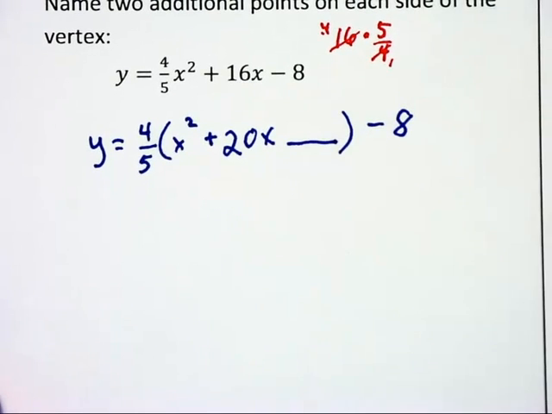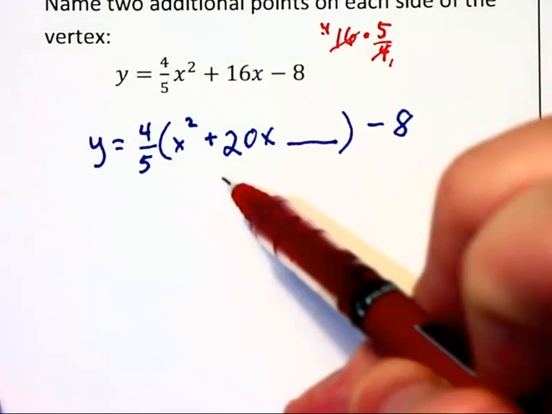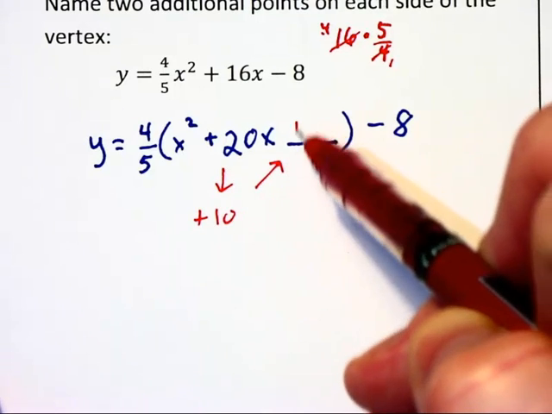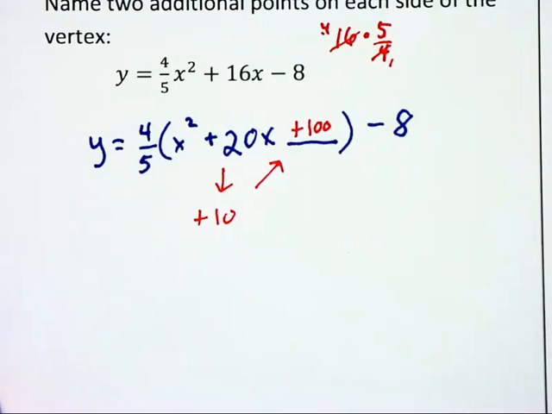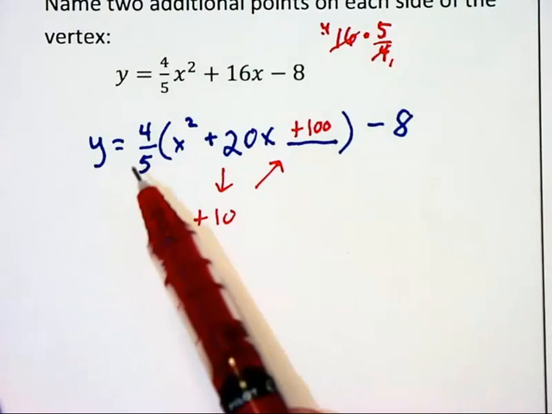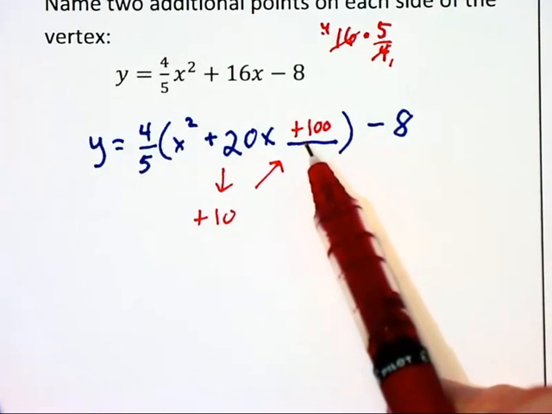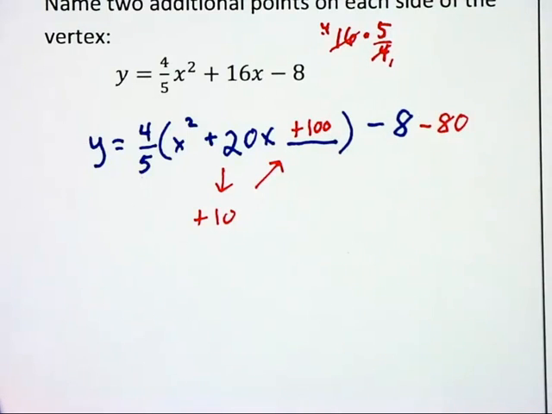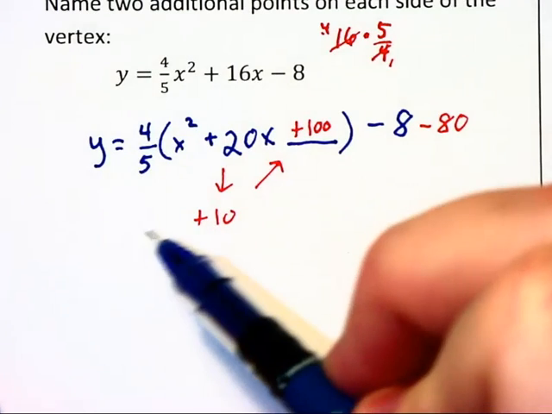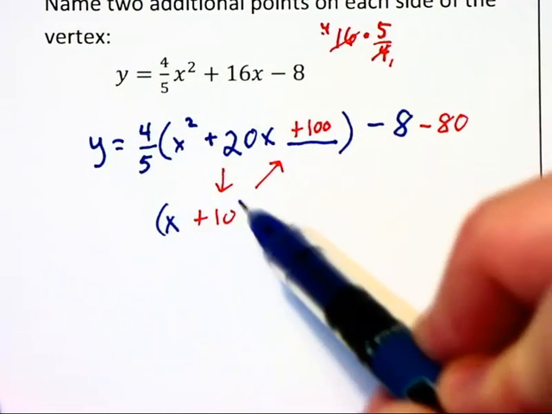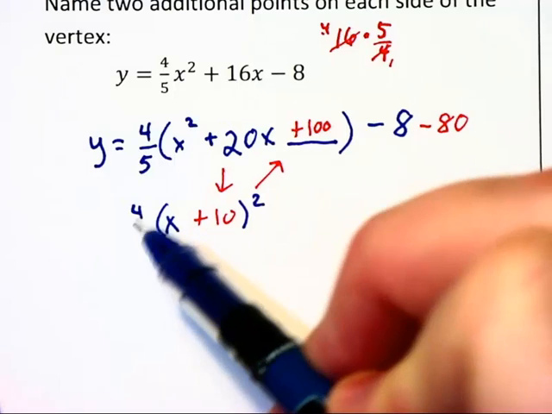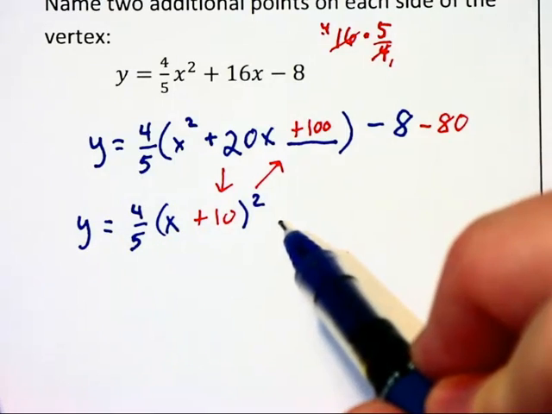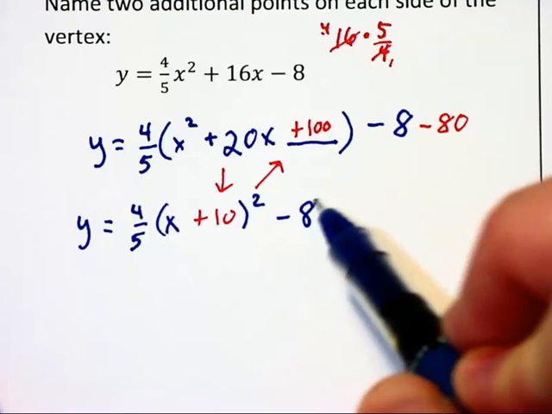Okay, now I can cut my 20 in half to a +10, square it to a 100. But that's not 100 I've added, it's 4/5 of 100. That's an 80 I added, so I have to subtract 80 on the right. Completing the square, I'll have x plus 10 quantity squared. I'll bring my 4/5 down along with the y equals. Combine these values together on the right to get -88.